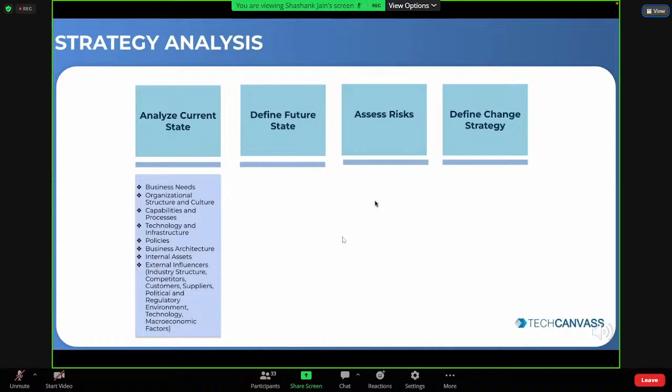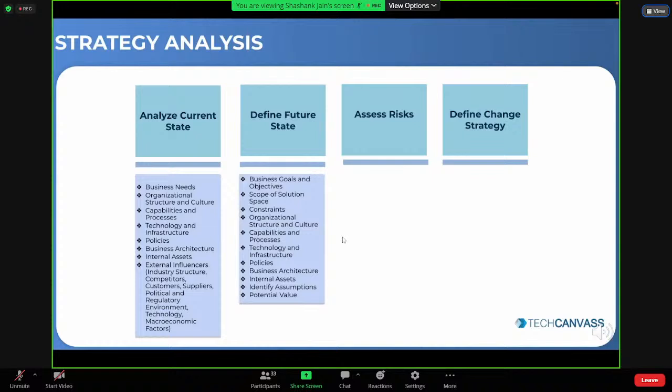When it comes to defining the future state, once you have analyzed the current state, come up with a current state description, and also come up with business requirements, then you can work on the future state definition as well, which is about defining how the business processes would look in the future state.